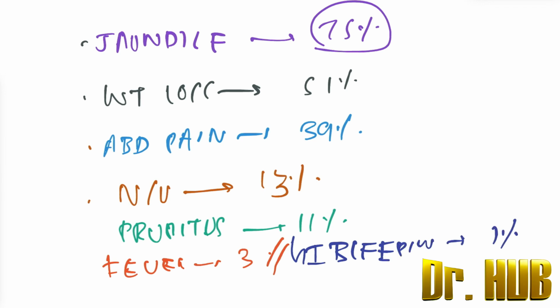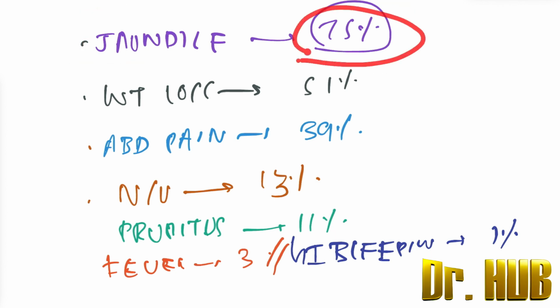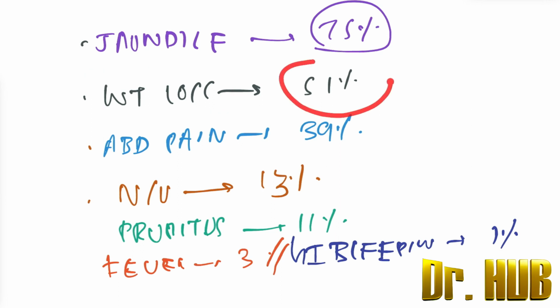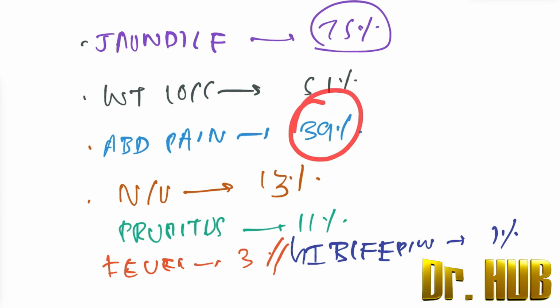Now, let's recap what we did. So we saw the periampullary tumors of the pancreas and their presenting symptoms. So most commonly it is a jaundice that is seen in 75%. There is also presence of the weight loss. Weight loss is seen in about 51%. There is presence of abdominal pain. It is seen in about 39%.